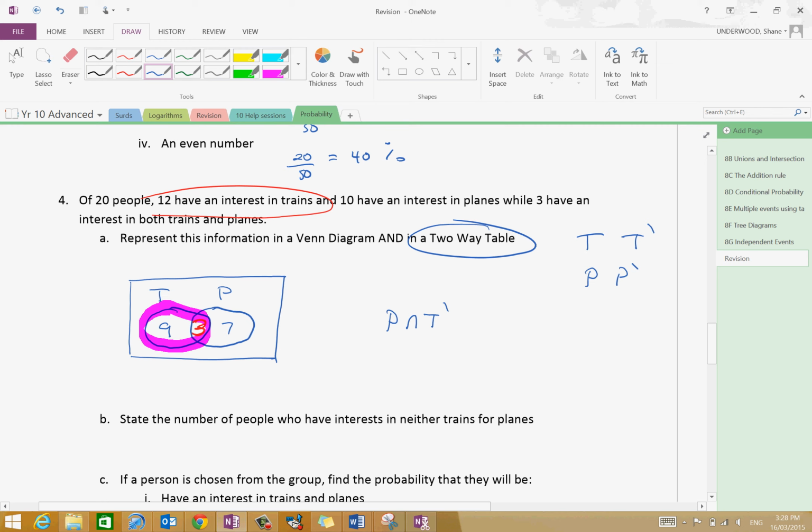Now, how do we do this in a two-way table? And this is why I'm going to show you that it's up to you. You do not need to do a two-way table.